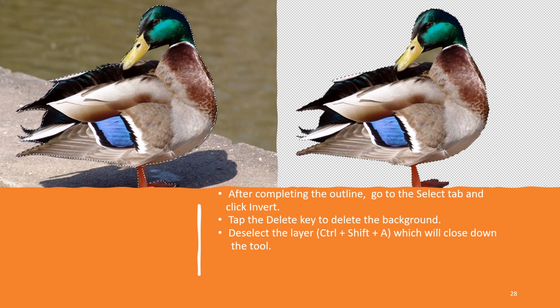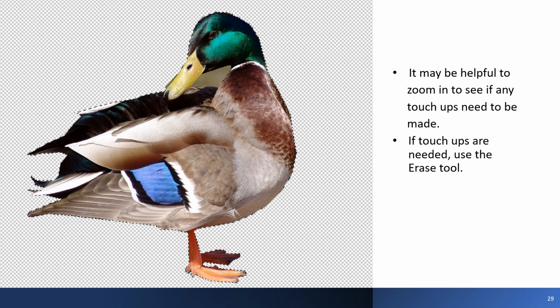After completing the outline, go to the Select tab and click Invert. Tap the Delete key to delete the background. Deselect the layer with Ctrl plus Shift plus A, which will close down the tool. It may be helpful to zoom in to see if any touch-ups need to be made. If touch-ups are needed, use the Eraser tool.